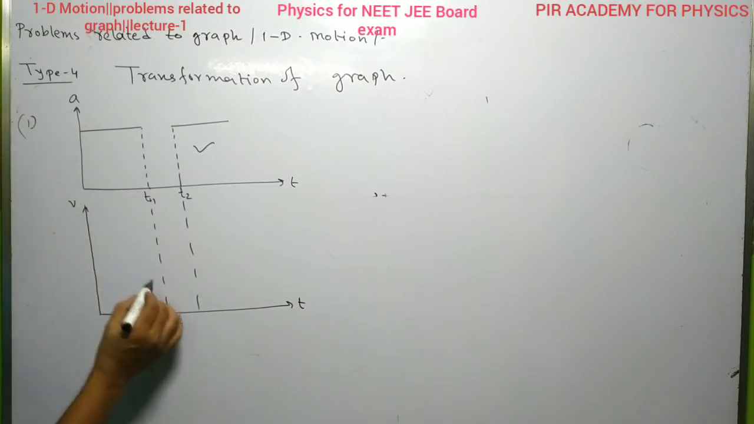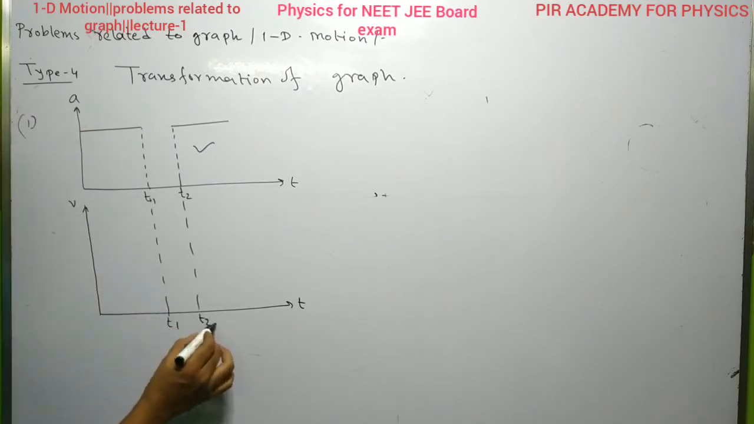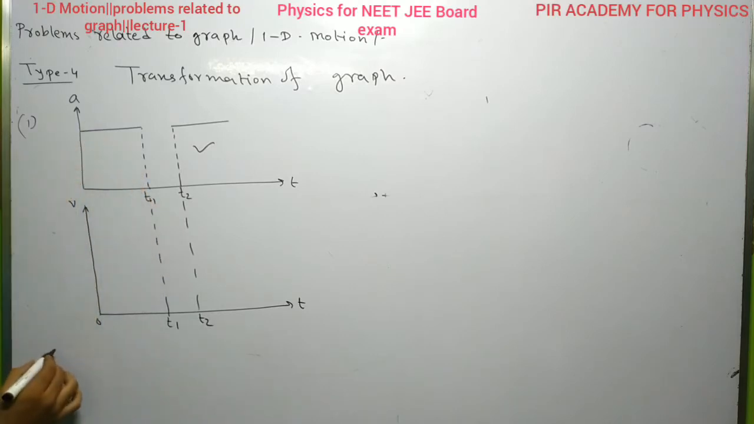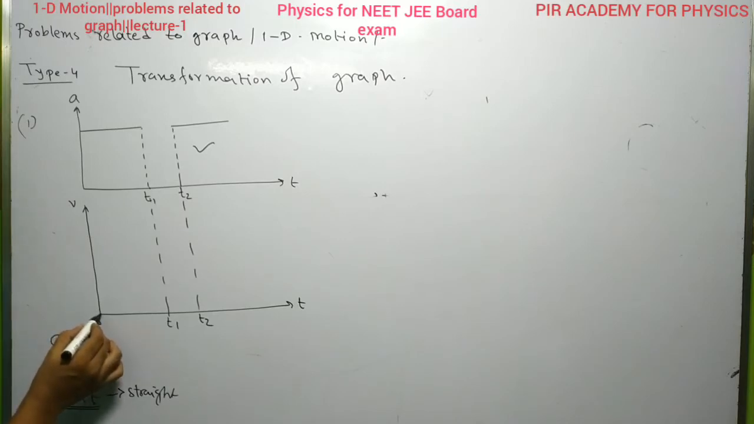So up to T1, T2. Here from 0 to T1 the acceleration is constant. That means acceleration is constant, so dv by dt equals a constant, V is proportional to T. So this will be a straight line. If T is 0, V will be 0. So it will be a straight line with a perfect slope.